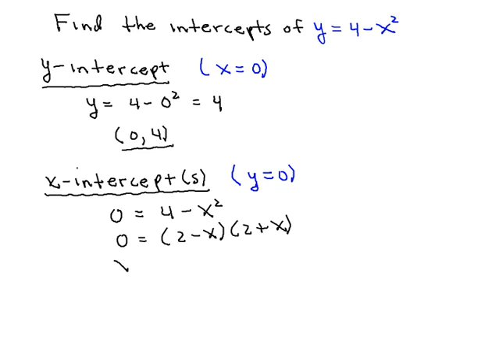And then setting each factor to 0, we have x is equal to 2 or x is equal to negative 2. So we can say the x-intercepts will be the points (2, 0) and (-2, 0).